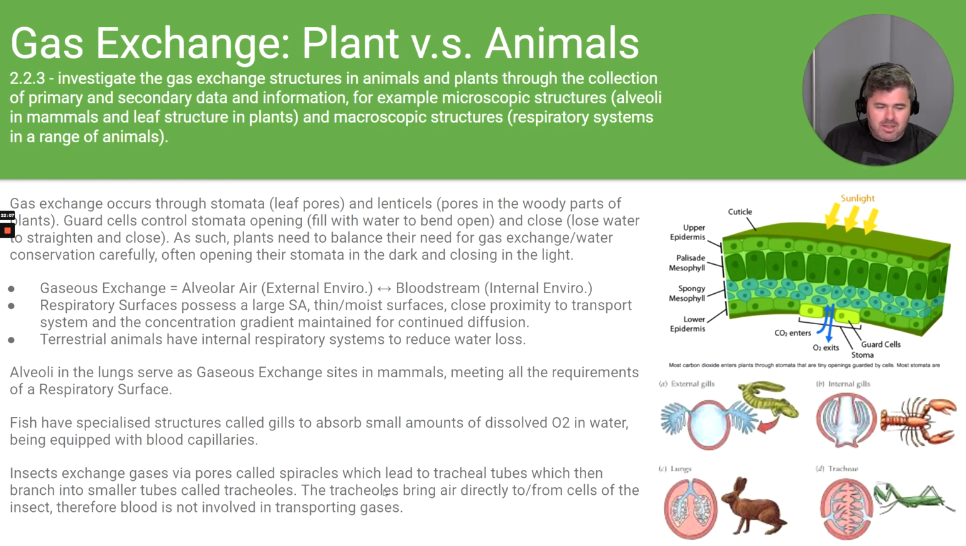Insects are a little bit different. Insects exchange gases via pores called spiracles, which lead to tracheal tubes, which then branch into smaller tubes called tracheoles. The tracheoles bring air directly to and from cells of the insect. Therefore, blood is not involved in transporting gases.